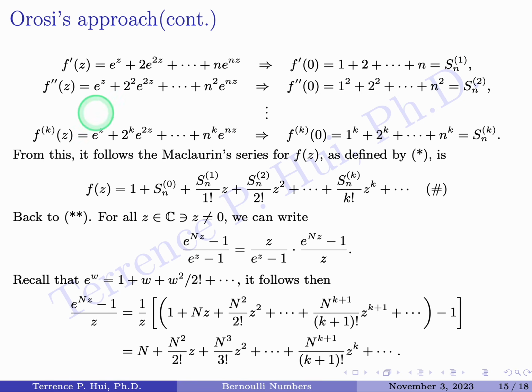Let's take the second derivative: e to the z plus 2 squared e to the 2z plus and so on plus n squared e to the nz. Again, if you evaluate at z equal to 0, f double prime of 0 must be 1 squared plus 2 squared plus and so on plus little n squared. That's the same as S sub little n of 2 in our notation.